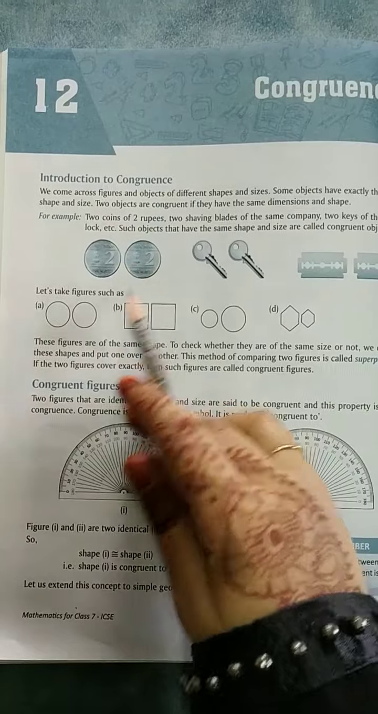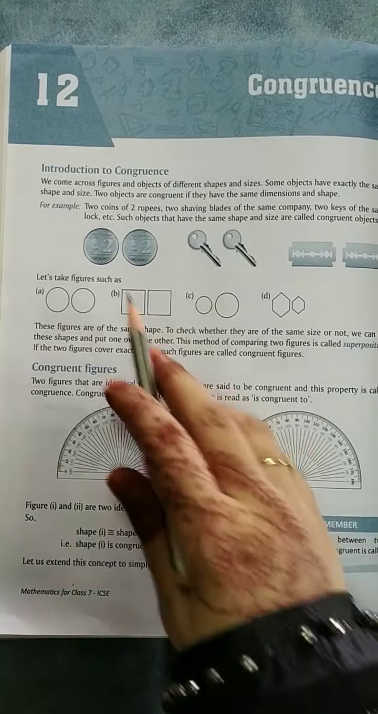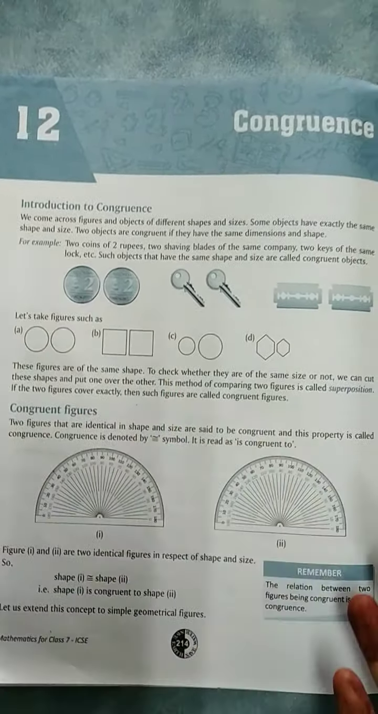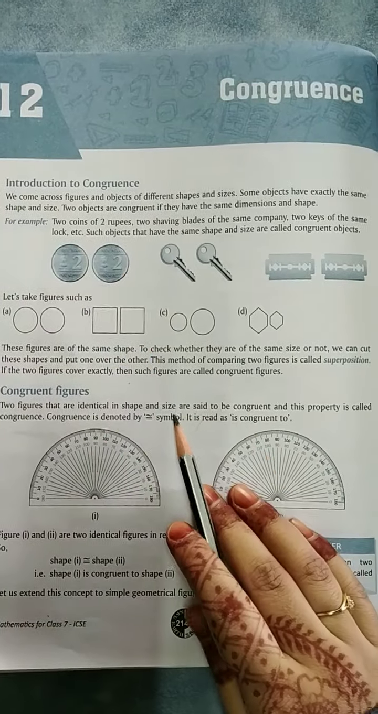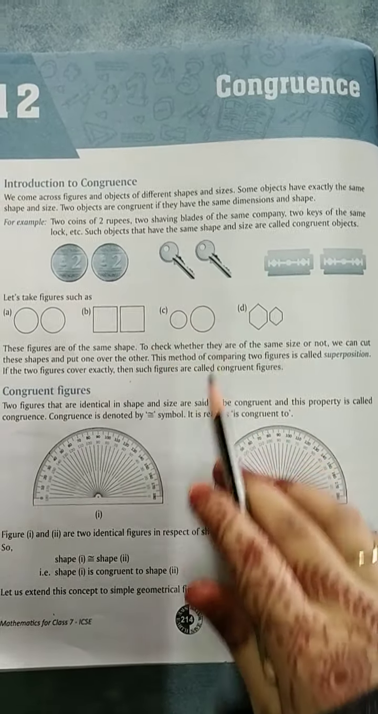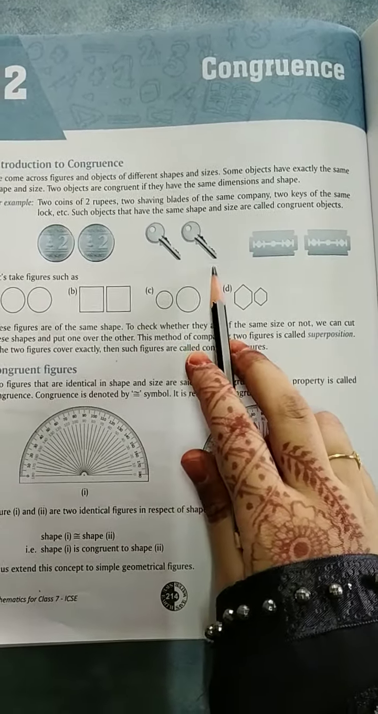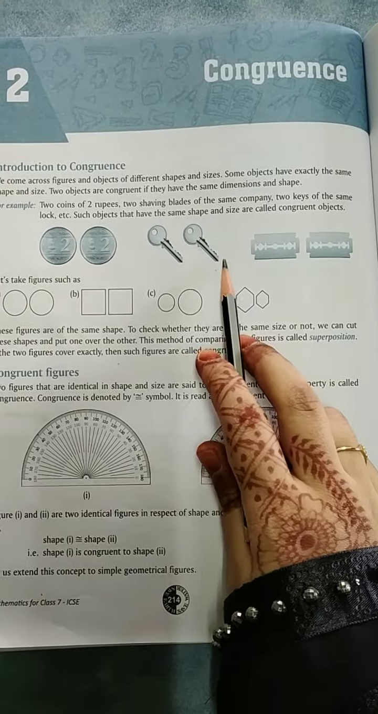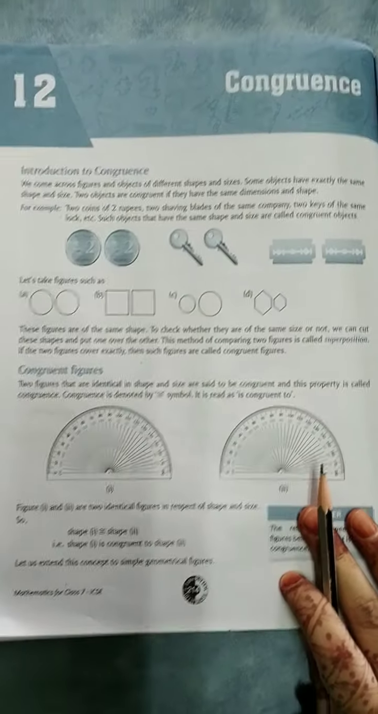For example, these two coins. These are two coins of 2 rupees only. So 2 rupees will have the same size. That means they are congruent to each other. Now you can see these keys. These keys are also the same size, same shape, so they are known as congruent keys.